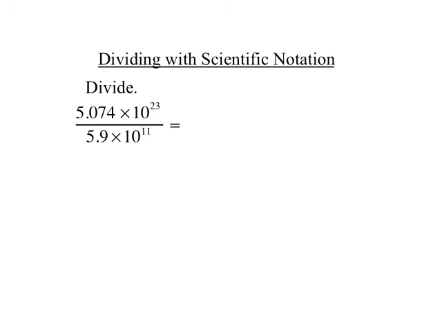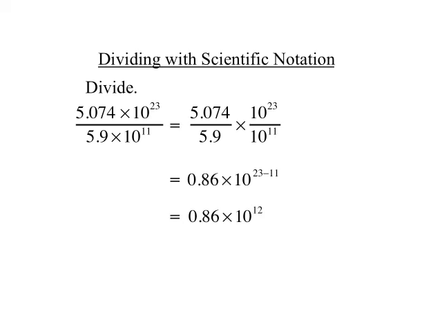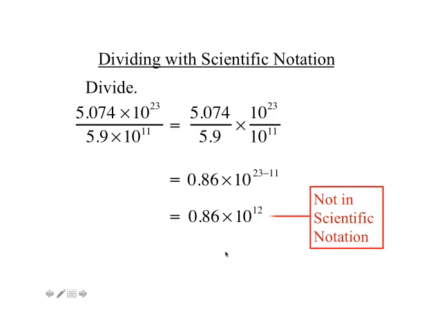All right, now check your work. Okay, our final answer is not, however, in scientific notation. So is 86 hundredths going to get smaller or bigger? It has to get bigger to be in scientific notation. So if this number gets bigger, then this has to get smaller by 1 power. And that would be 8 to the 11th power.